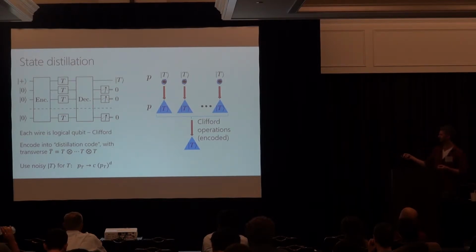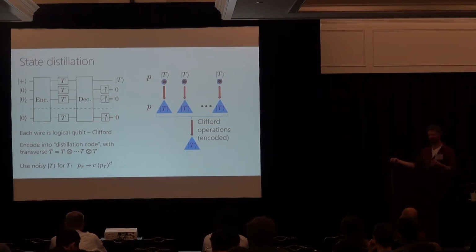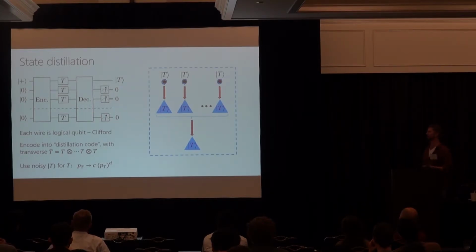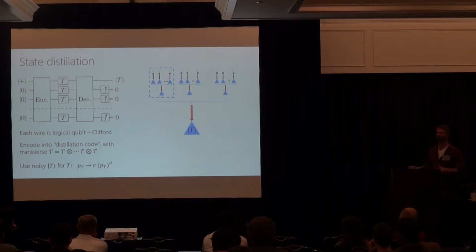All of these will be noisy, but then you run this circuit on these color codes, and you get some output, which is again a color code with a T state, which is less noisy than these ones. So some P1, which is less than the original. And then you just repeat this procedure as many times as you need until you get as good a T state as you need for your computation.